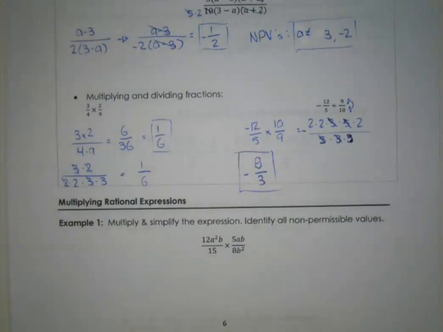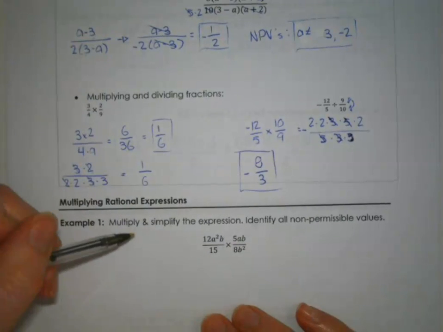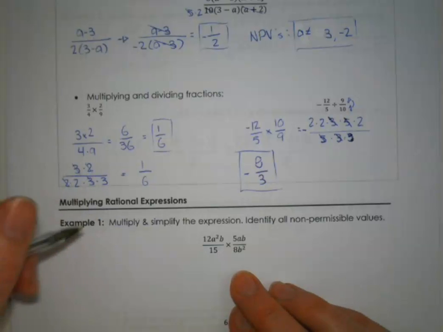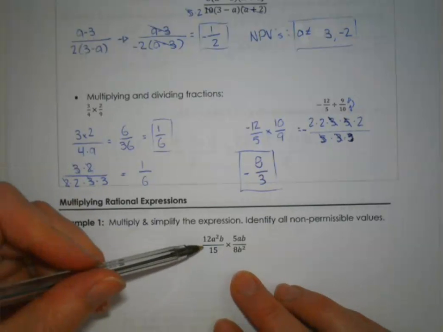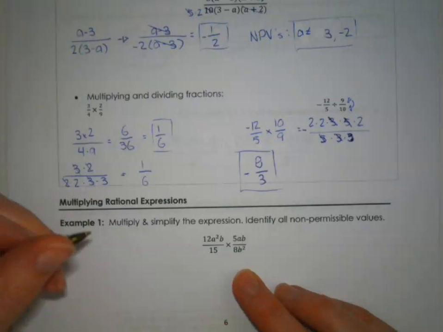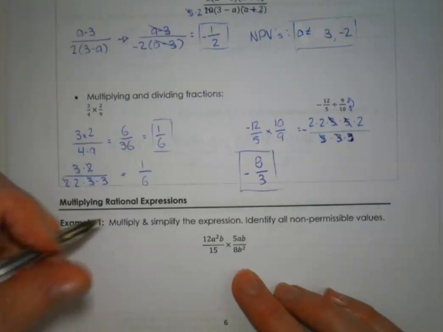So let's look at multiplying rational expressions. Sorry guys, I'm just trying to fix this pen up here. Okay, so multiply and simplify the expression. The difference with rational expressions is that again we will be looking at the non-permissible values.